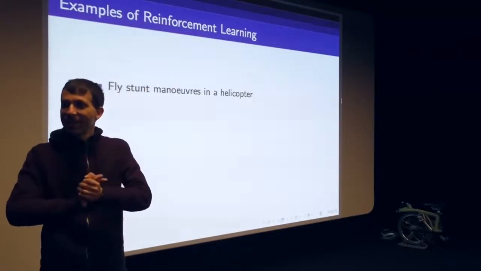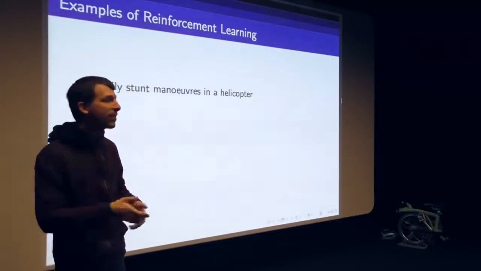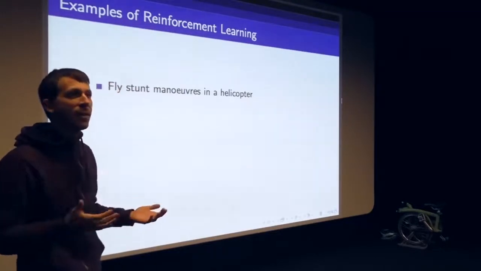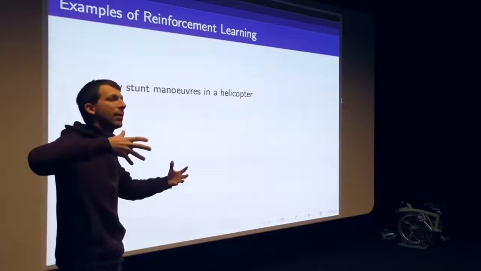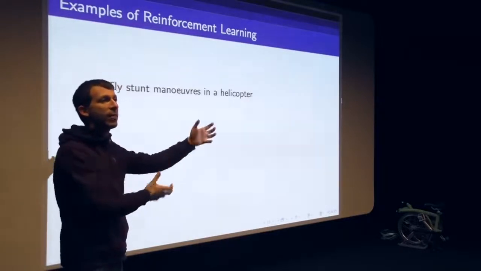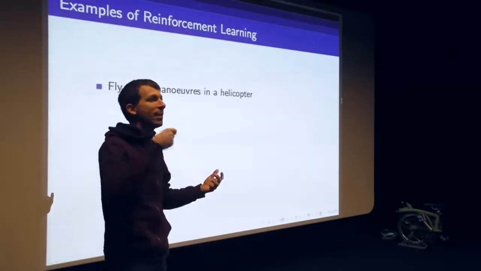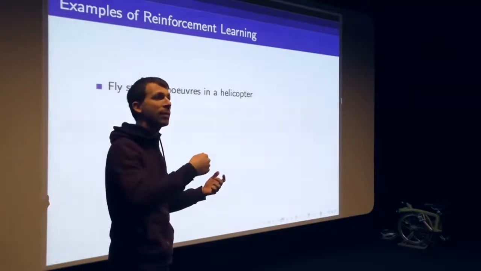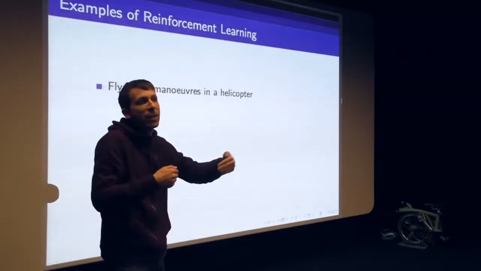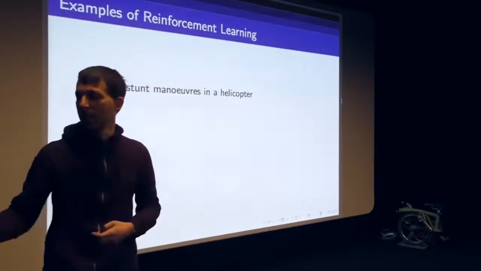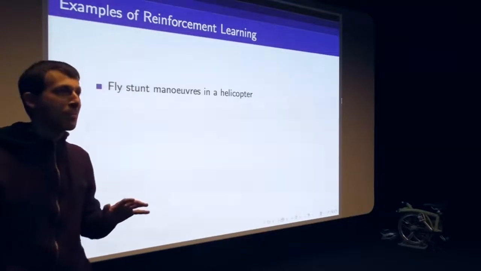One example would be flying stunt maneuvers in a helicopter. We'll see a video in just a second. So here you've got a helicopter being controlled. You want this helicopter to make a particular maneuver. It's not that anyone tells you at any given moment, yes, you've done the right thing, or no, you've done the wrong thing. It's that at the end of some period of time, you want to have executed this maneuver, and maybe someone says good or bad at the end of it. And crashing is typically very bad.